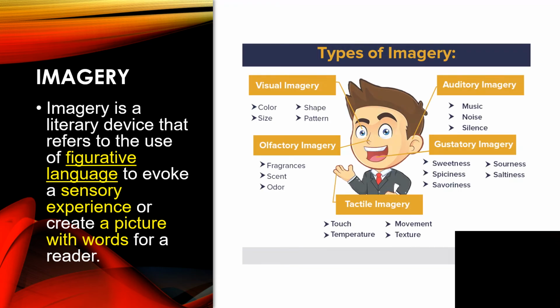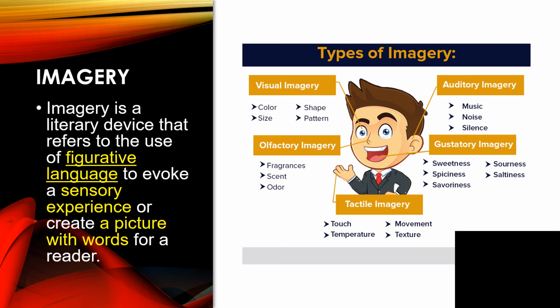So para maunawaan natin, ito yon, types of imagery. We have visual imagery which appeals to the sense of sight. Paano mo malalaman yon? So yung color, yung size, yung shape, yung pattern nang i-describe na isang object. Okay, let's say green leaf. So visual imagery yon. Then we have olfactory imagery.